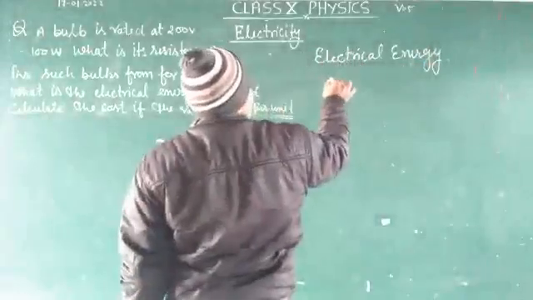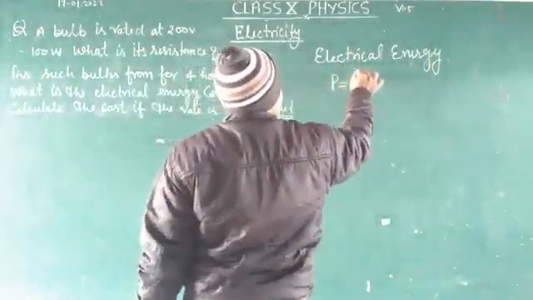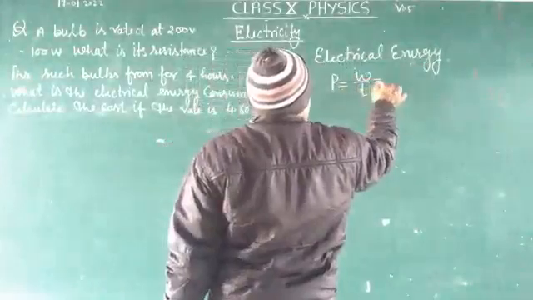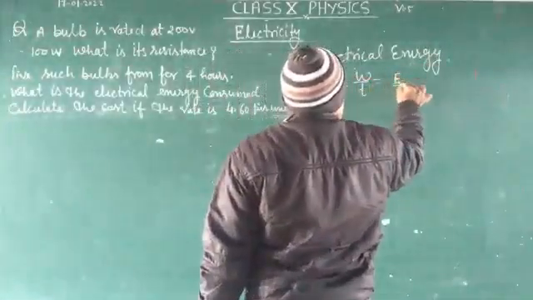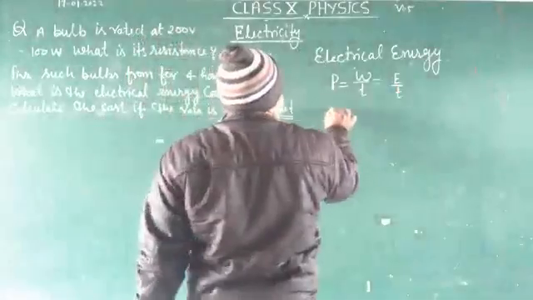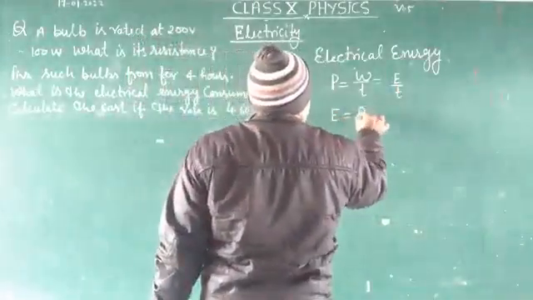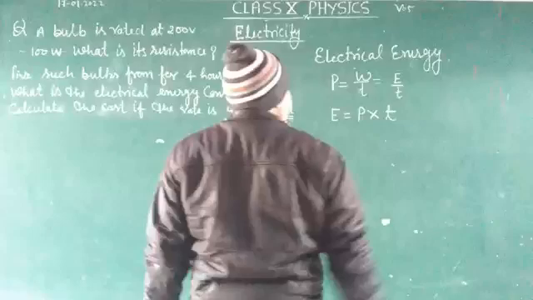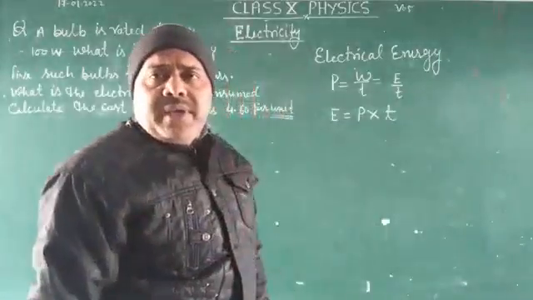Electrical energy, I told you, electric power is equal to W by T or E by T. What is this? E by T. E indicates electrical energy. We can write E is equal to electric power multiplied by time. Okay, electric power multiplied by time.